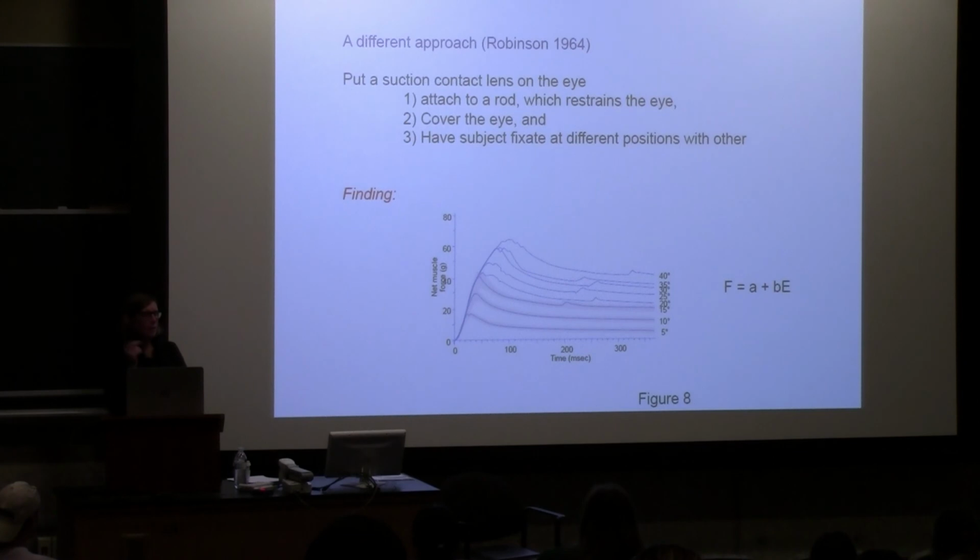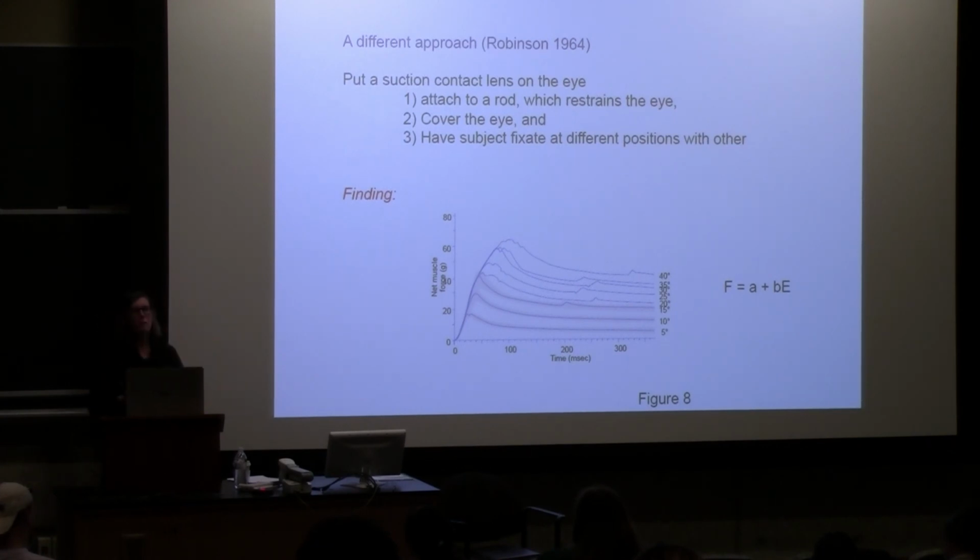This seems like a very direct approach. So what he did is he took a contact lens. I don't know if people here wear contact lenses. Probably somebody does. He put a contact lens, probably thicker than the one you're wearing, on people's eye. It had a little attachment that would lock onto a rod, so that the subject had this rod on the contact lens on their eye, covered the eye, and had the subject now moving his other eye back and forth to look at different targets.